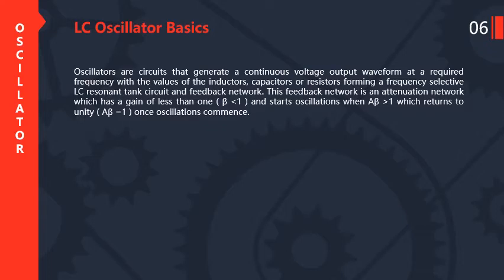Oscillators are circuits that generate a continuous voltage output waveform at a required frequency, with the values of the inductor, capacitor or resistor forming a frequency selective LC resonant tank circuit and feedback network. This feedback network is an attenuation network which has a gain of less than 1, meaning beta is less than 1, and oscillation starts when A times beta is greater than 1, which returns to unity, meaning A times beta is equal to 1 once oscillation commences.